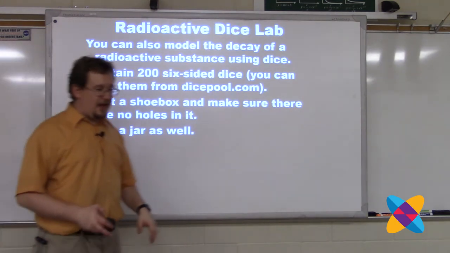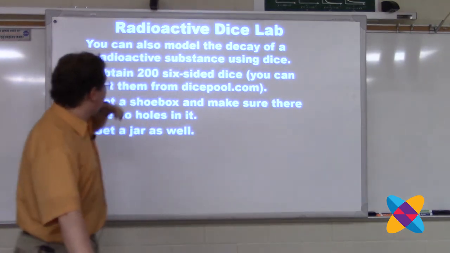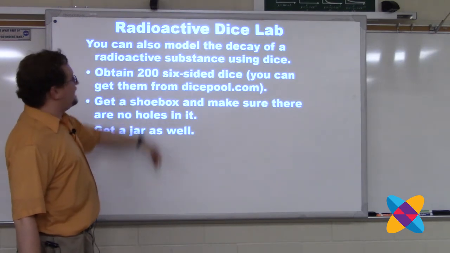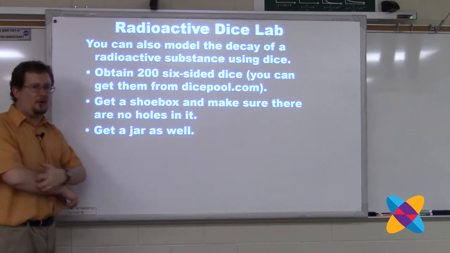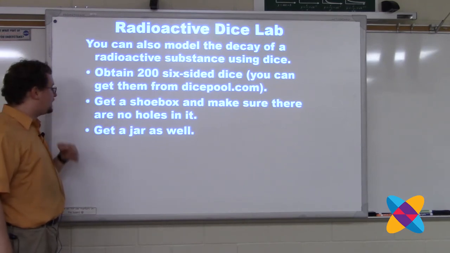The other activity that I do with my dice, and I bought 200 of them, is called the Radioactive Dice Lab, and this is how I model the decay of a radioactive substance. Get 200 six-sided dice. Mine come from a website called dicepool.com. I ordered them 12 years ago. I don't even know if the website still exists. I probably should have found out before I put it up here.